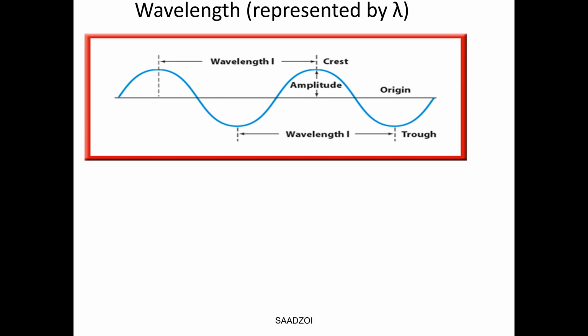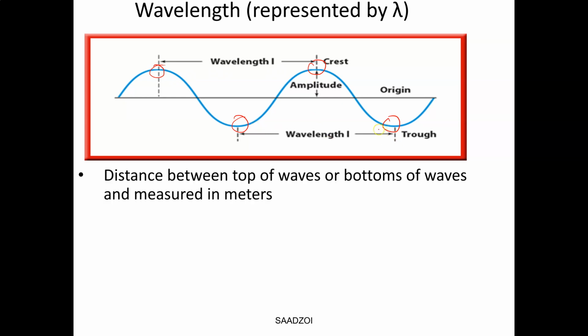So wavelength is represented by the symbol lambda. That's that fun looking upside down V. It actually looks like a Y. It's got the little tail, right? So what is a wavelength? The wavelength is the distance between two tops of the waves, or the two bottoms. The tops are called crests. The bottoms are called troughs. So the distance between two crests or two troughs is what wavelength really is.